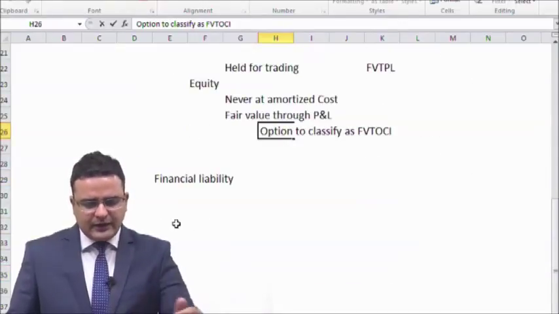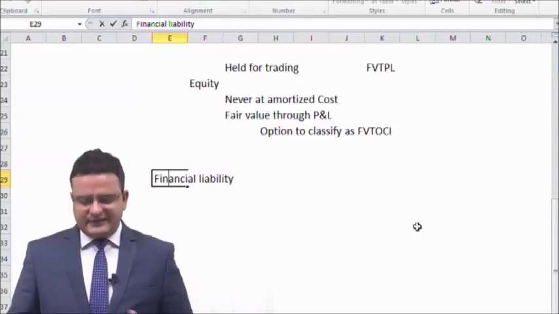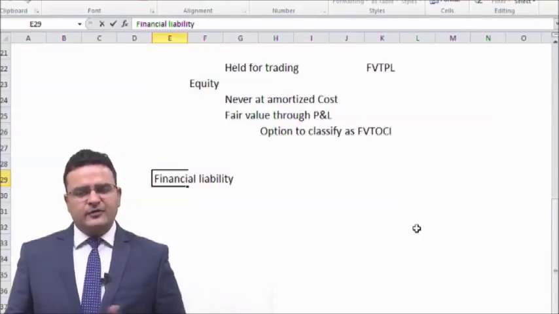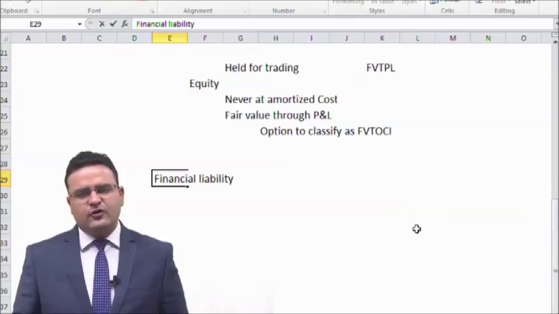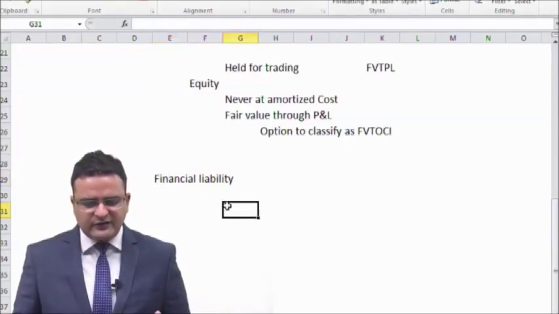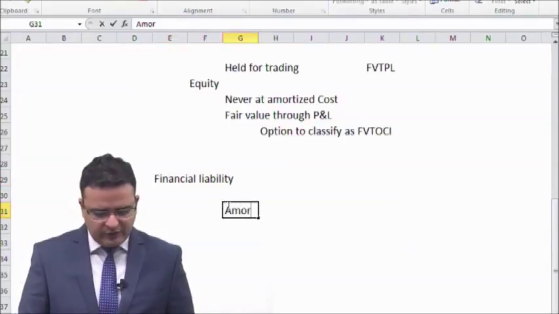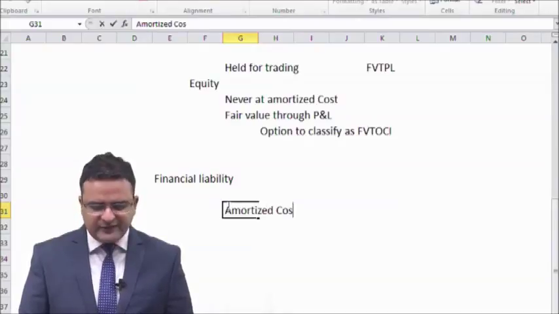So in financial liability, we do not have to decide whether we wish to keep that financial liability or not, but we can decide whether we are holding something for trading or not. So mainly in case of financial liability, since we plan to limit our risk, most of the financial liabilities are at amortized cost.